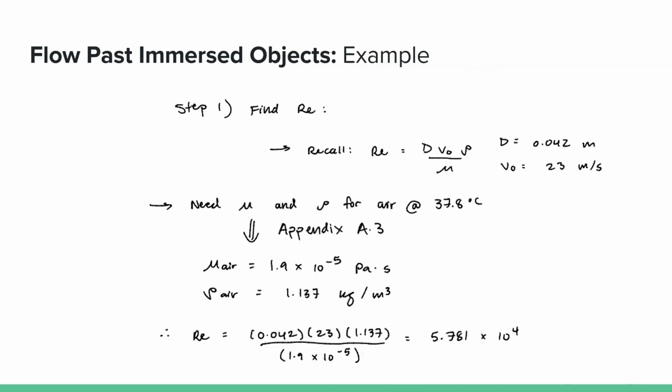The first step is to find Reynolds number, and we can recall that Reynolds number is equal to d times v naught times rho over mu. We already have the values of d and v naught, so now we just need mu and rho for air at 37.8 degrees Celsius. By using Appendix A3 from the textbook, we get that the viscosity is equal to 1.9 times 10 to the negative 5, and the density is equal to 1.137 kilograms per meter cubed. We're able to compute Reynolds number for these conditions as 5.781 times 10 to the 4.